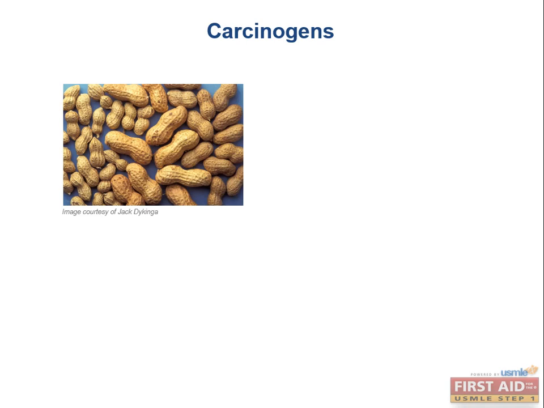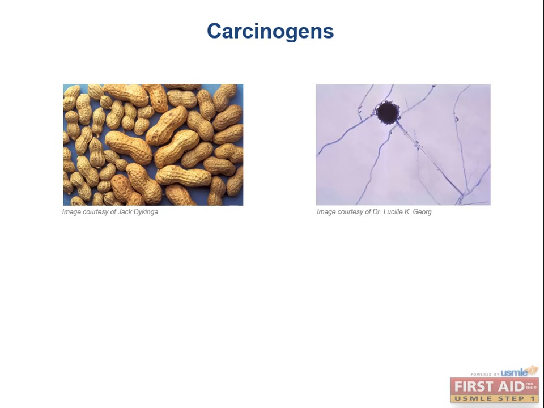This one is known for being associated with peanut warehouses, where they store peanuts. What is this microbe? It looks like this. You see these fruiting bodies. What are we talking about here? This is Aspergillus, right? And what is the carcinogen?